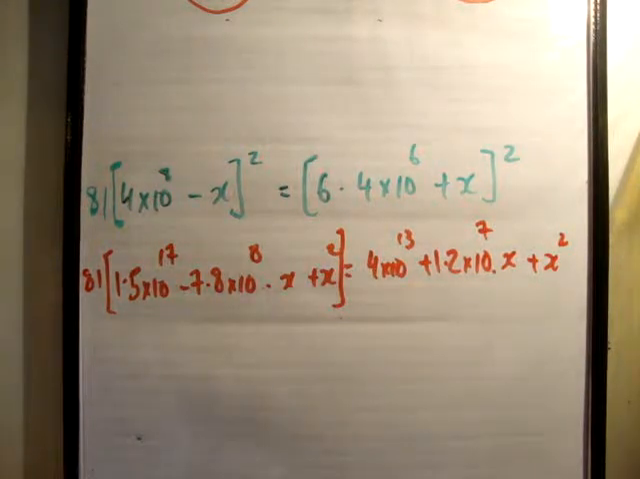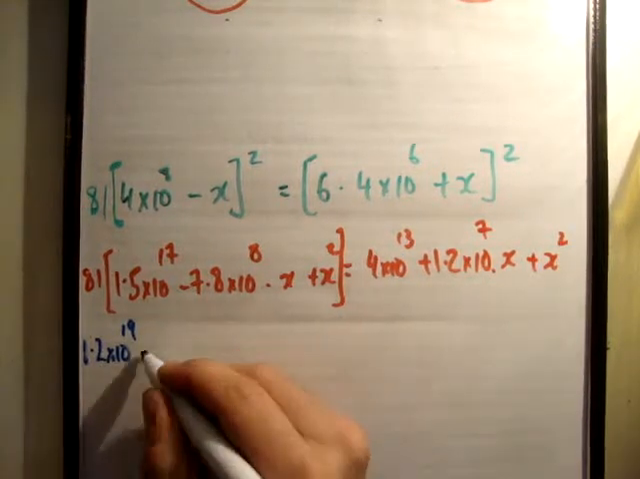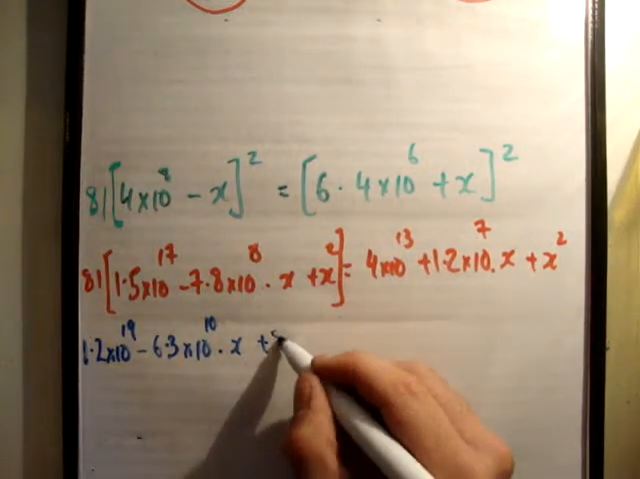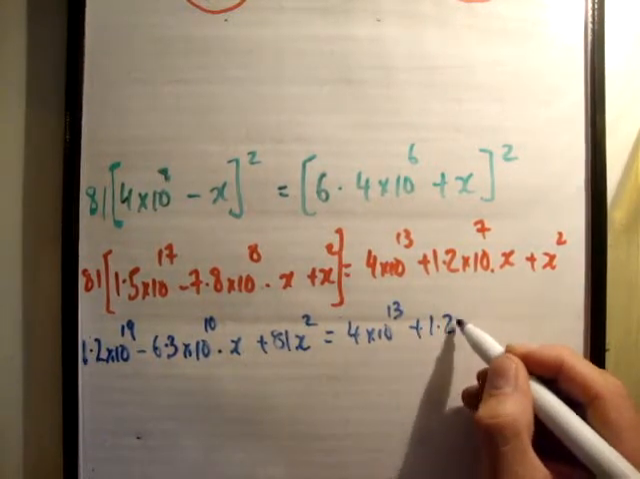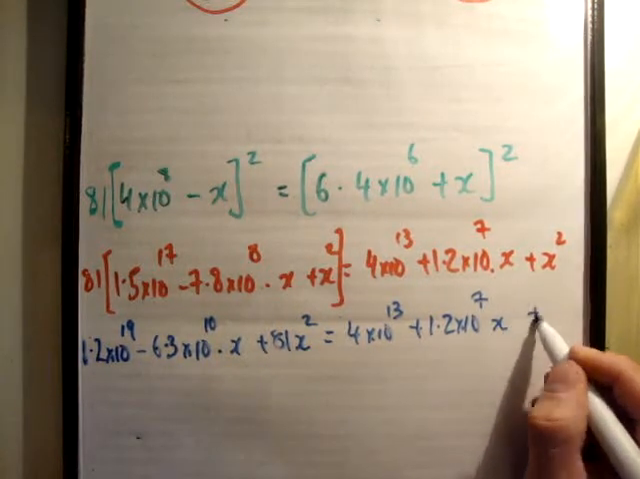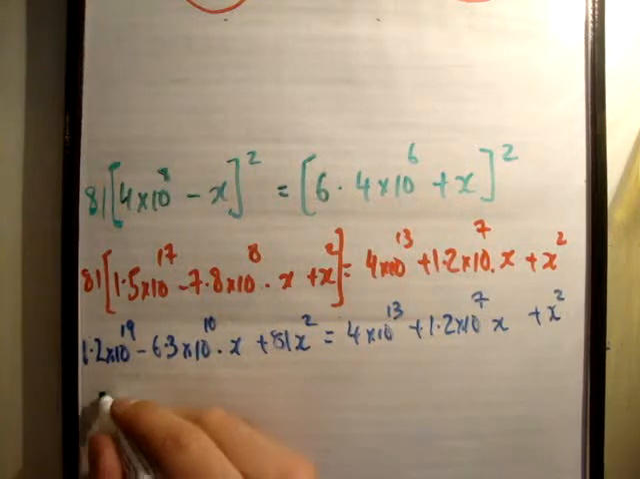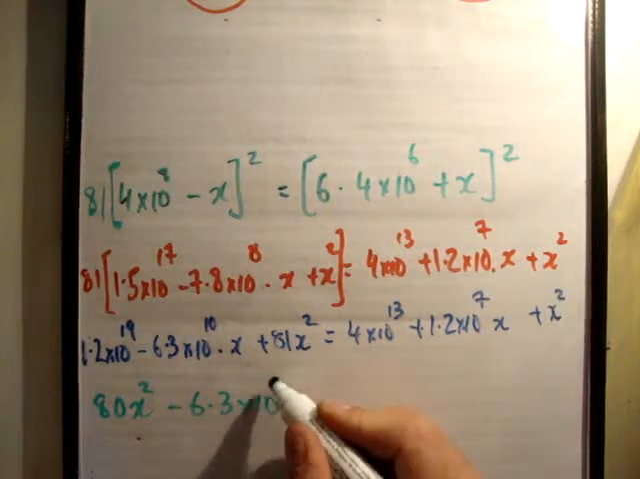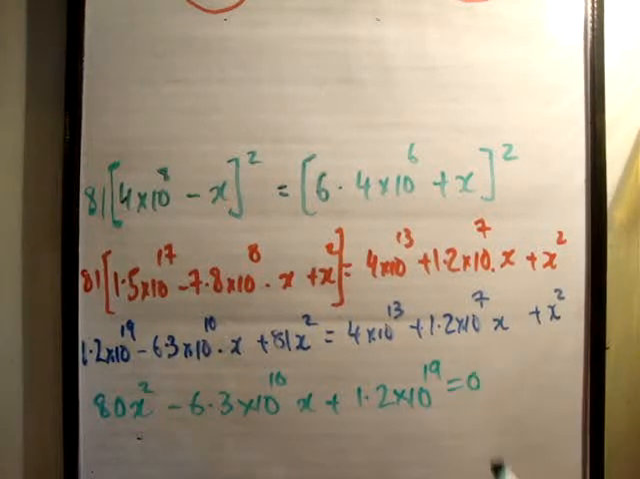So now let's multiply in by our 81, and we're going to get 1.2 times 10 to the 19 minus 6.3 times 10 to the 10 times x plus 81 x squared is equal to 4 times 10 to the 13 plus 1.2 times 10 to the 7 times x plus x squared. Now it's just time to rearrange this, so to put all the x's and the x squareds together. And if you do that, you're going to get 80x squared minus 6.3 times 10 to the 10 times x plus 1.2 times 10 to the 19 is equal to 0.